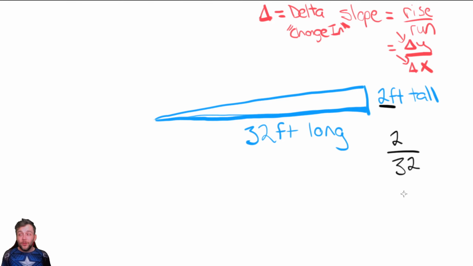What is 2 over 32? How do you simplify 2 over 32? What's another way of writing it? I'll keep it over here on the far right side of the screen. 2 over 32 is another way of thinking of 1 over 16. Okay? There we go. That's your answer. That's your slope. Easy. Not bad. I'm not circling it in red this time, but 1 over 16 is the slope of the line.